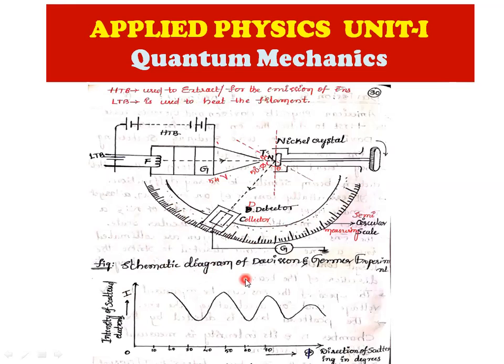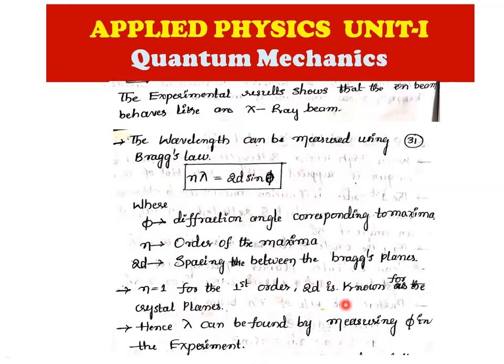The schematic diagram of the Davisson-Germer experiment is this, and we find how the intensity varies at different angles theta. It gives an up and down graph. The experimental result shows that an electron beam behaves like an X-ray beam.